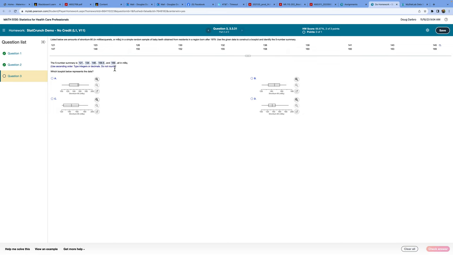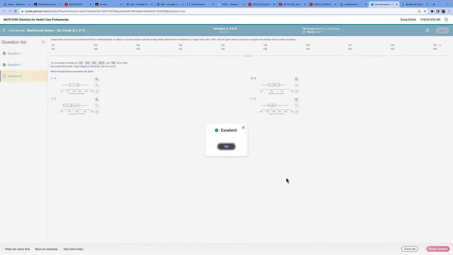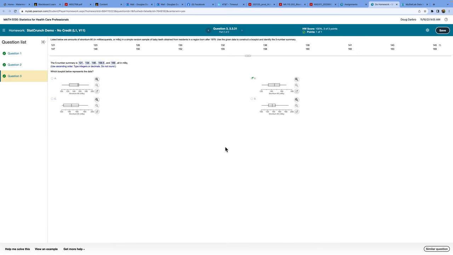The median is 146. That looks about 146. That also looks about 146. Still plausible. The highest number is 169. The highest number here is 190. So this can't be true. So by process of elimination, we know that B has to be the correct one, just by comparing the values of the five-number summary. All right, so we've done this.